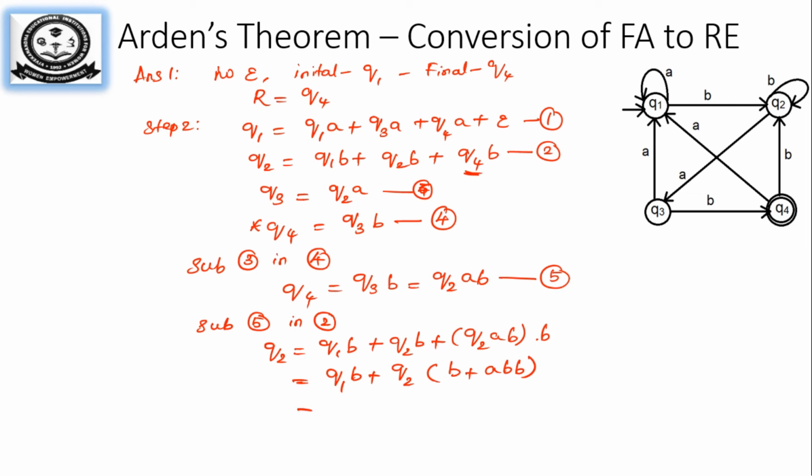Now this is of ordinal form. So this is Q, this is R, and this is P. So when you write it, you will write it as Q1 into B, B plus ABB star. So we'll name this equation as 6, and this is done by Arden's theorem.